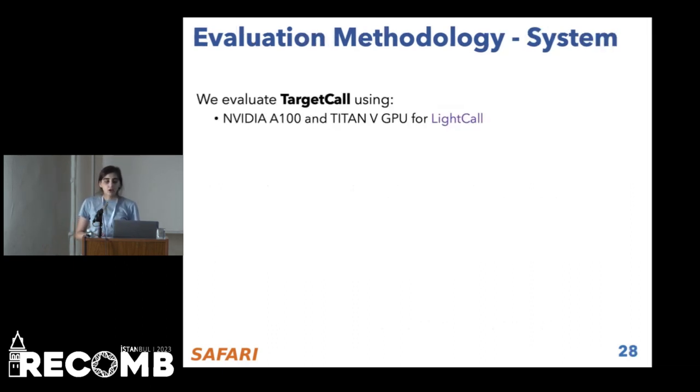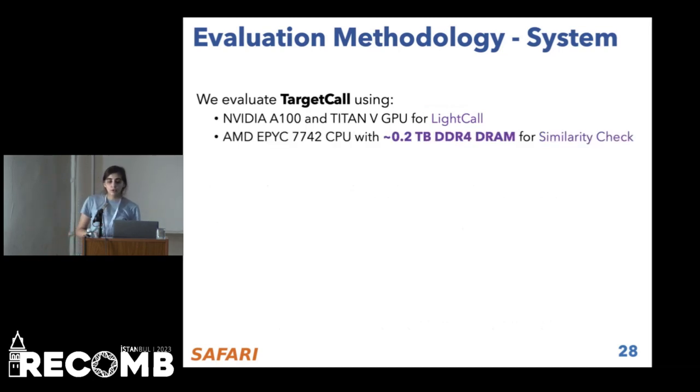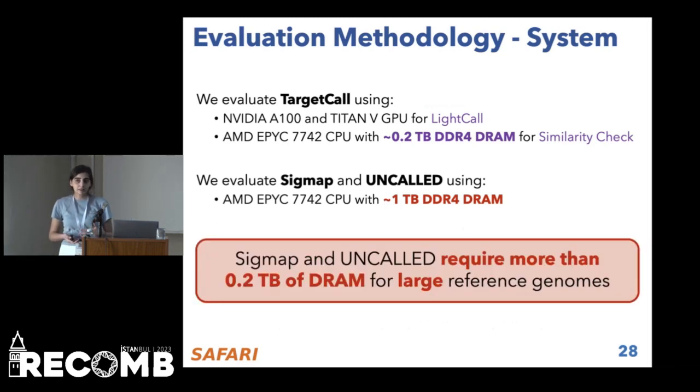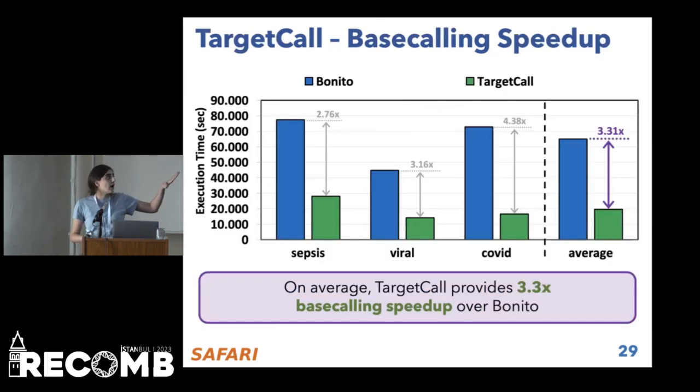To evaluate TargetCall, we have a system with NVIDIA A100 GPUs for the LightCall component. And we have an AMD CPU with 0.2 terabyte main memory for the filtering component. We have a different system for Sigma and Uncode where we have 1 terabyte memory because Sigma and Uncode require more memory than we have in the first system for the large reference genomes we tested. And this is already significantly high memory, 0.2 terabyte, and even this is not enough for Sigma and Uncode.